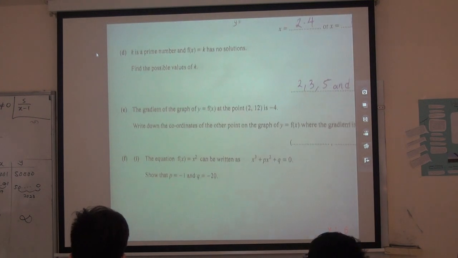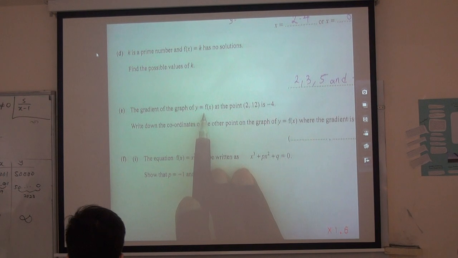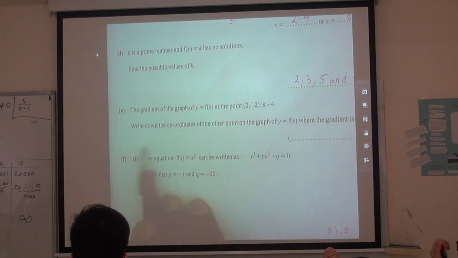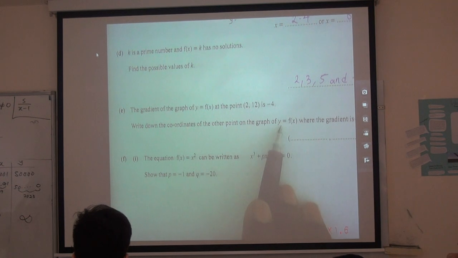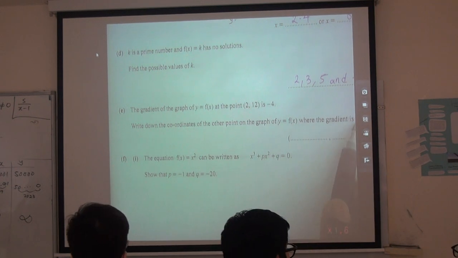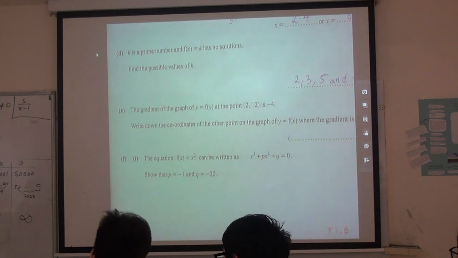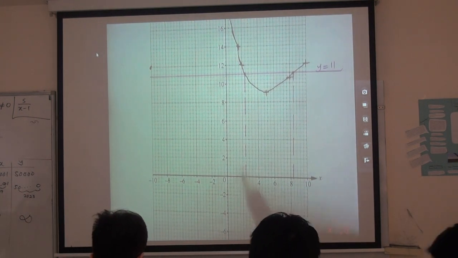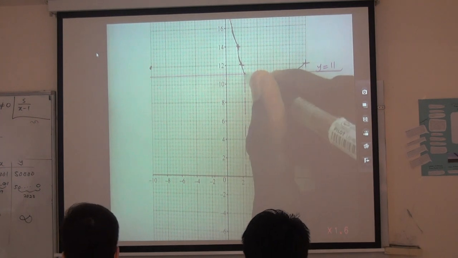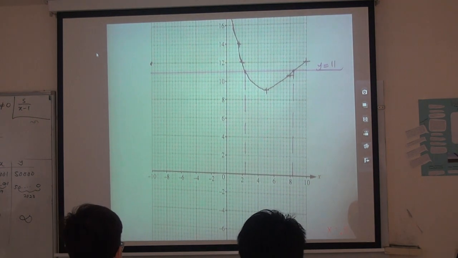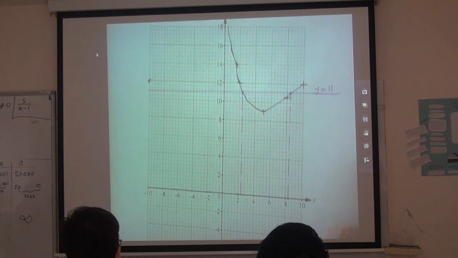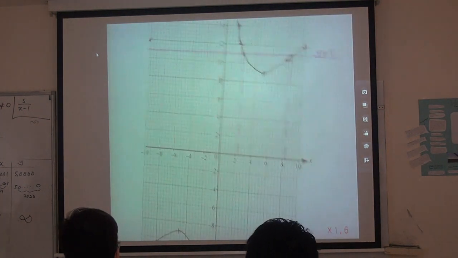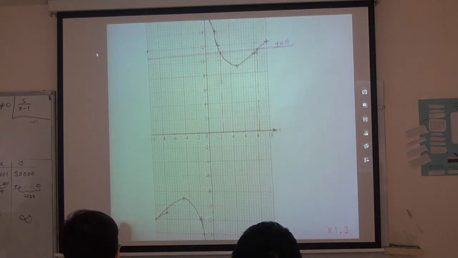Quiet, please. The gradient of the graph at this point is -4. Write down the coordinate of the other point on the graph at which the gradient is -4. Now, at the point 2, 12, look at this point, okay? So which other point? A little higher. It's not that one. Oh, okay. So the gradient to this graph here is -4. So which other point on this graph can give you a gradient of -4?